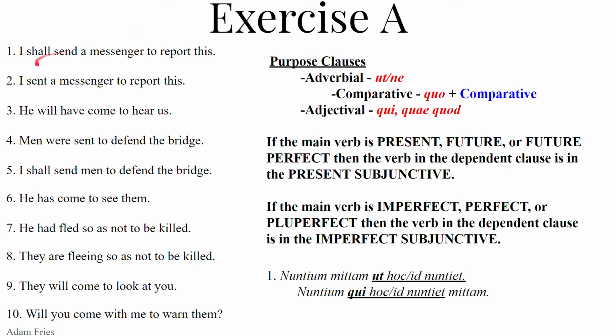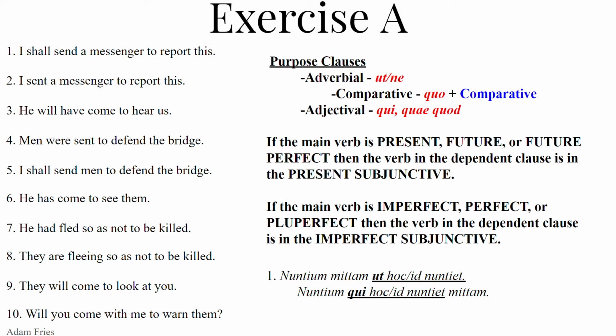Number 3, he will have come to hear us. He will have come to hear us. So he will have come is the future perfect, third person singular. So venerit, of venio, venire, veni, ventus. We want a macron over the e, venerit. So he will have come.